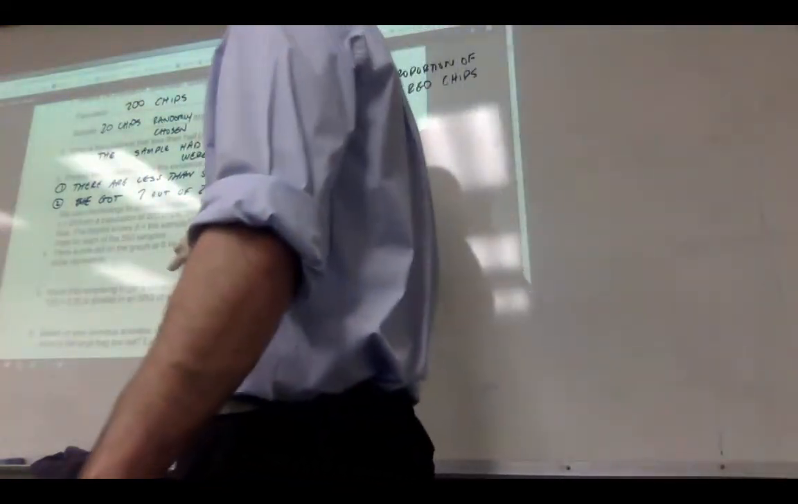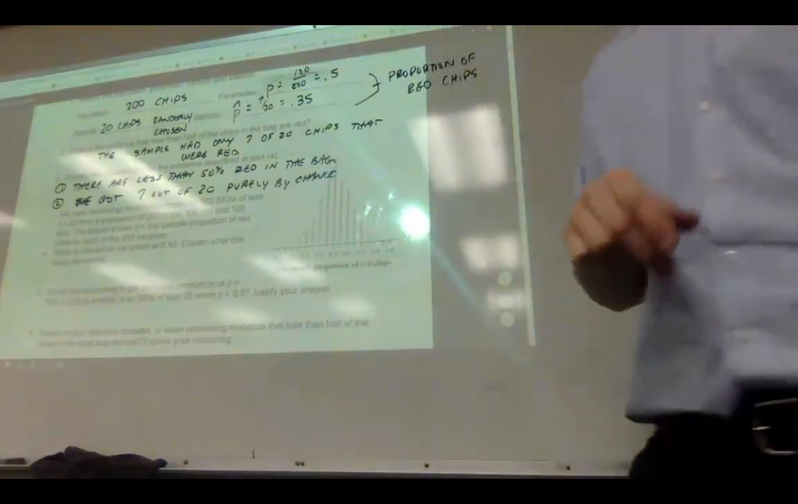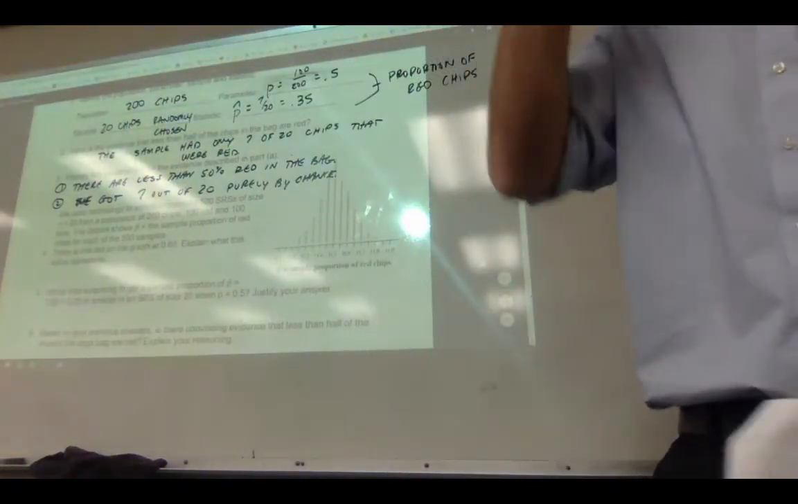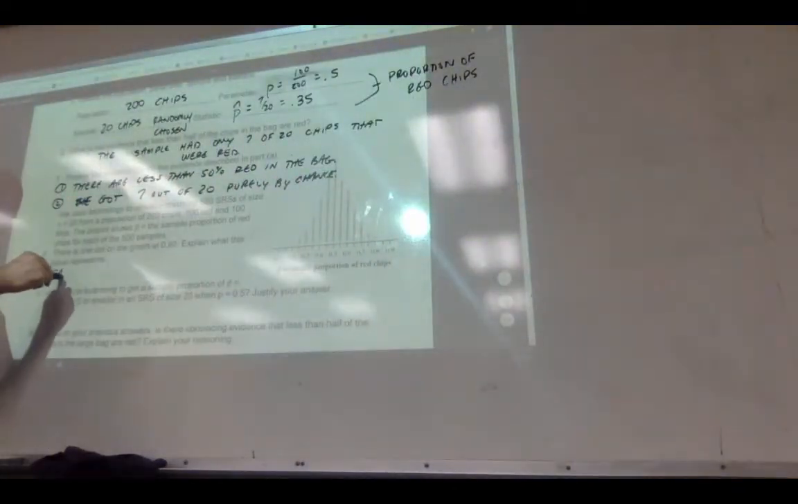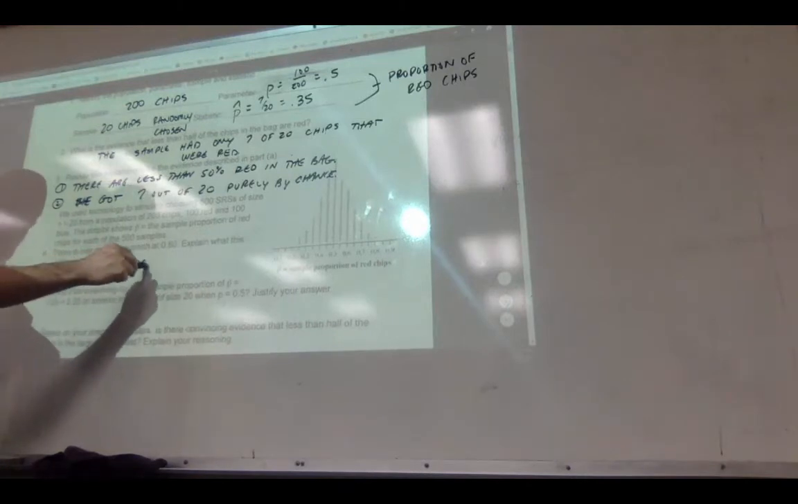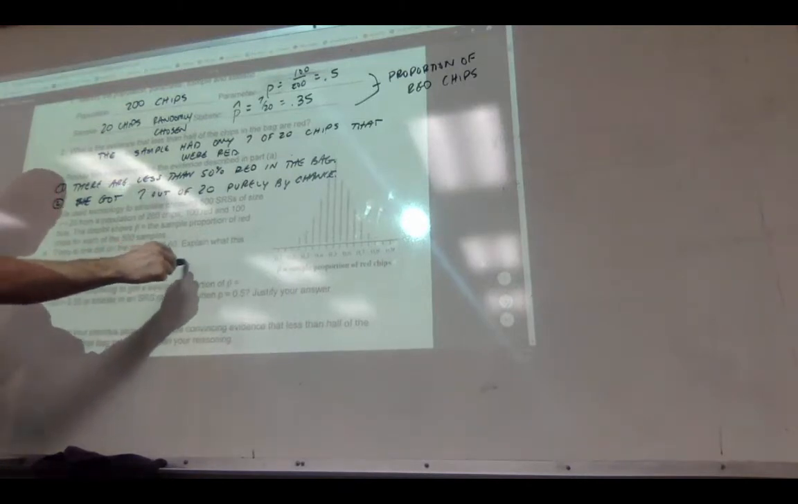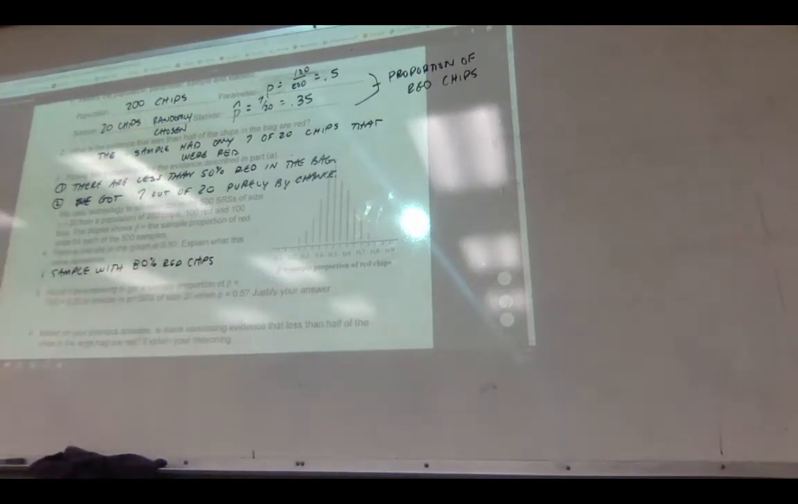But when we look at this one particular dot, this one dot on 0.8 here, what does the one dot represent? You all have it right. I checked your papers. Be bold. One sample with 80% red chips. One sample with 80% red chips.